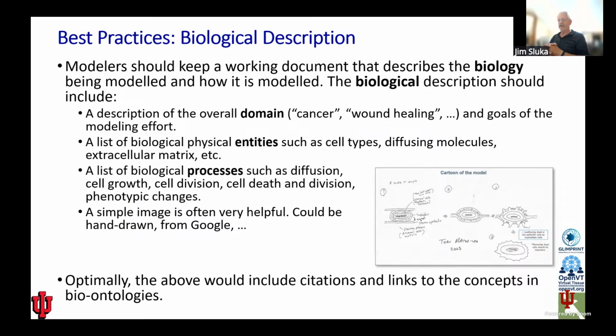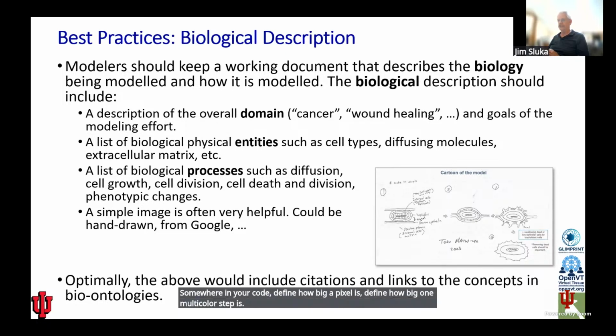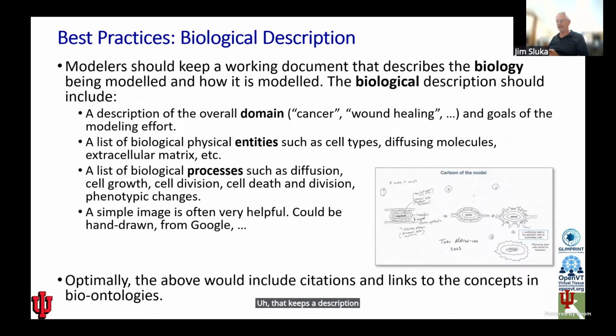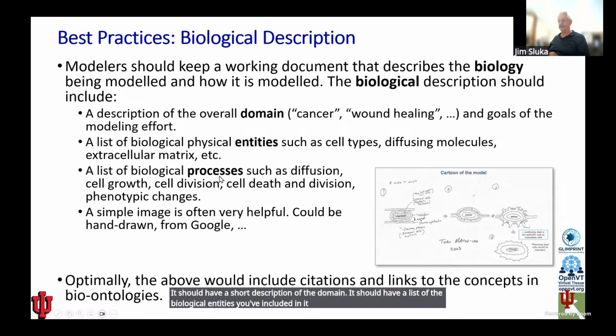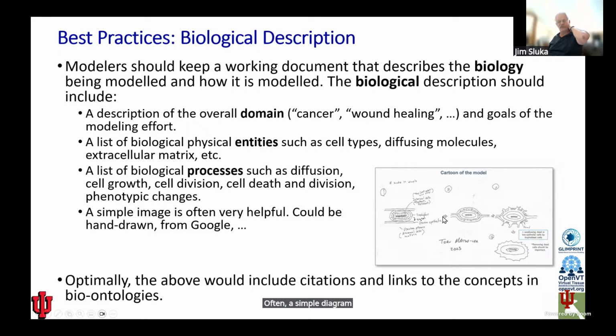The next thing to think about is, we already talked about, somewhere in your code, define how big a pixel is, define how big one Monte Carlo step is. You really should be keeping a Word document or some other editable text document that'll handle figures, that keeps a description of the basic biology you're trying to model. It should have a short description of the domain. It should have a list of the biological entities you've included in it, what processes are there. Often, a simple diagram is the most useful thing you will have.